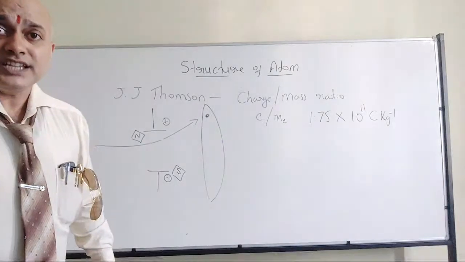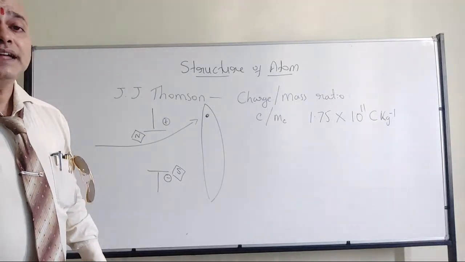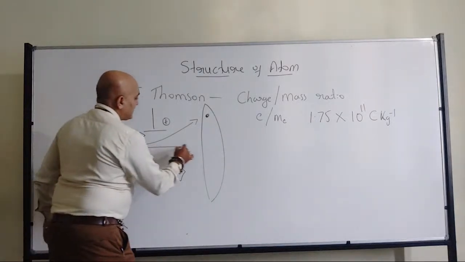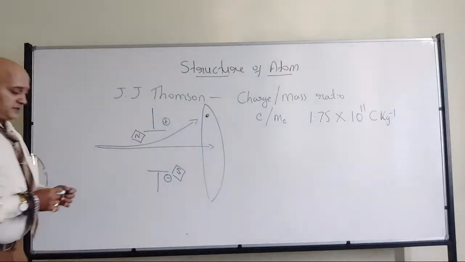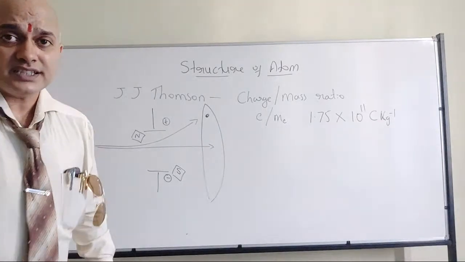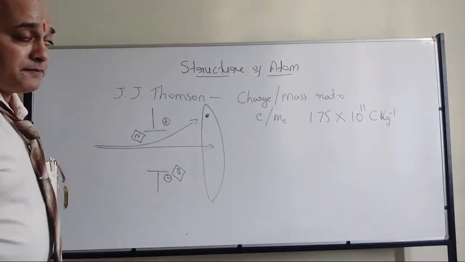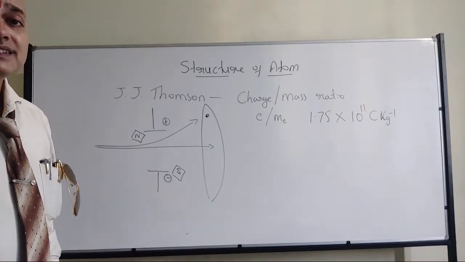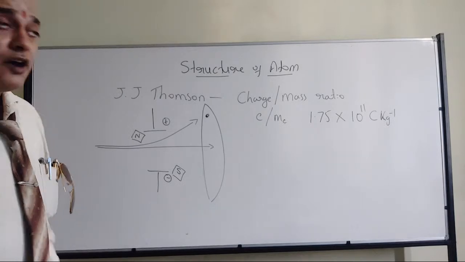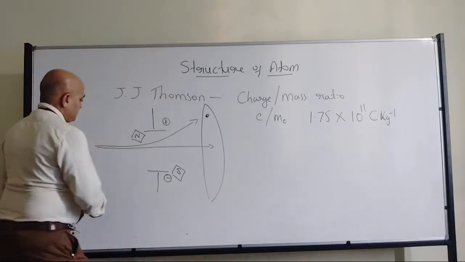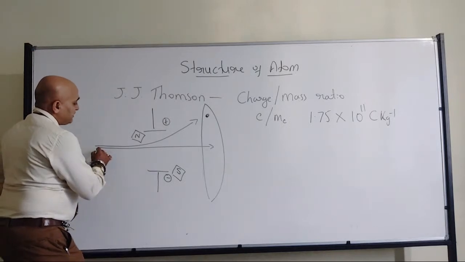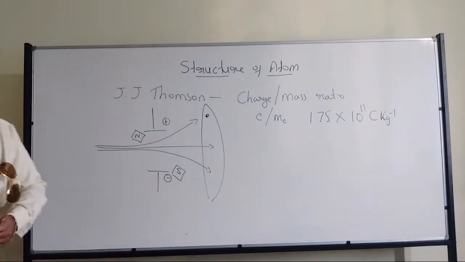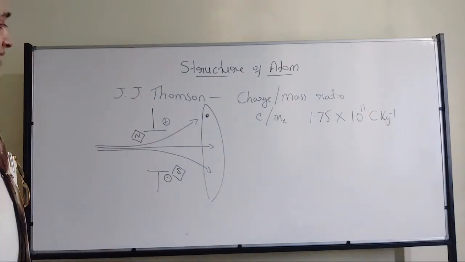If we are adjusting, J.J. Thomson adjusted the magnetic field and electric field in such a way that now they start moving in a straight line without any deviation. He adjusted it so that they do not have any impact on the movement of this radiation. Now, in the absence of electric field, only in the presence of magnetic field, he observed that it will bend towards the south pole of the magnet.